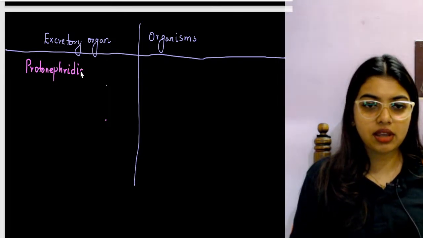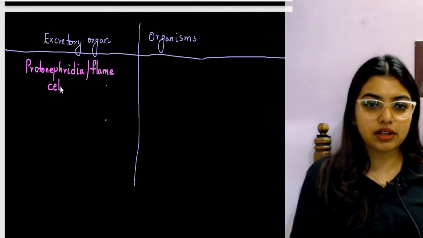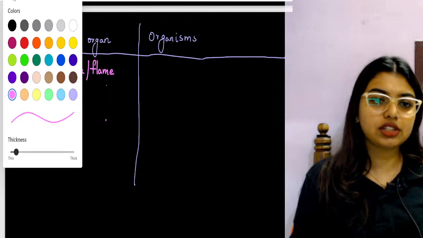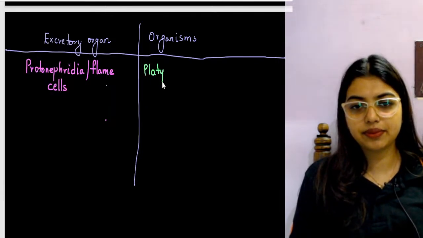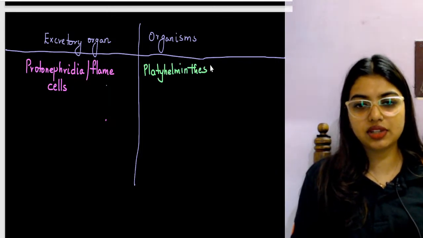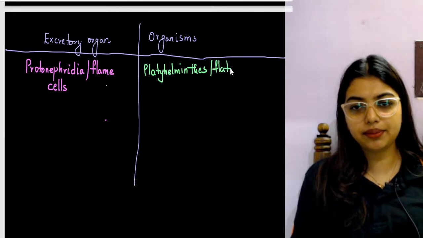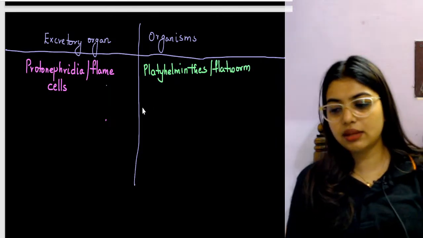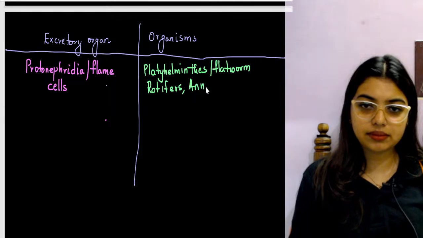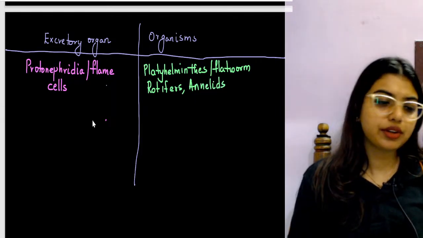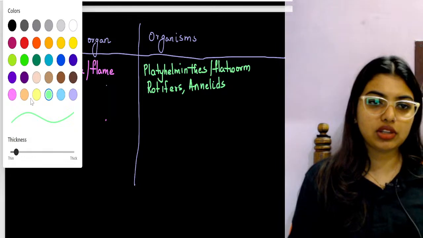Protonephridia or flame cells. Which organ is going to have it, students? Platyhelminthes, okay, or you can write flatworm instead of this. Some of the rotifers and annelids. These are all going to have your protonephridia or the flame cells.